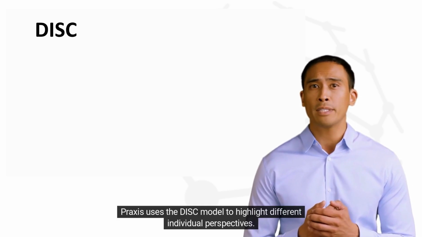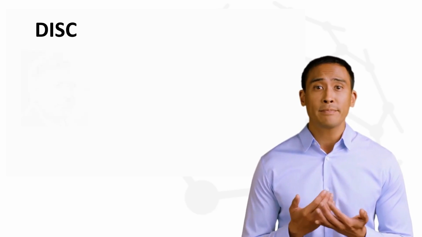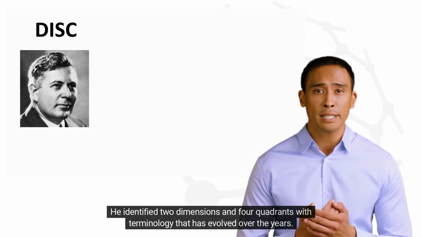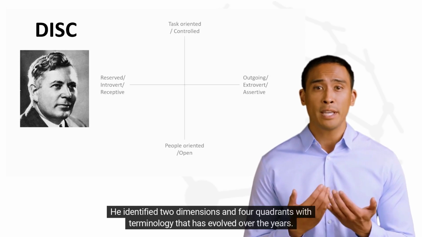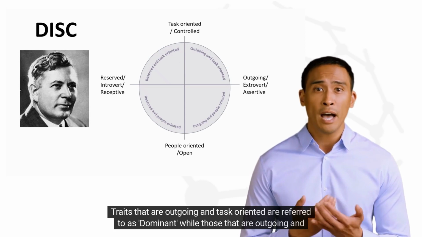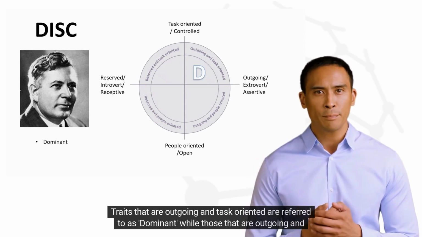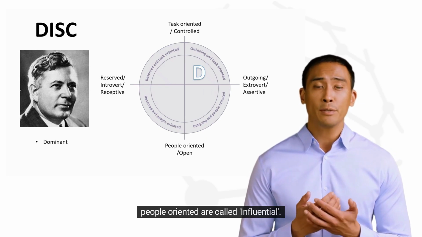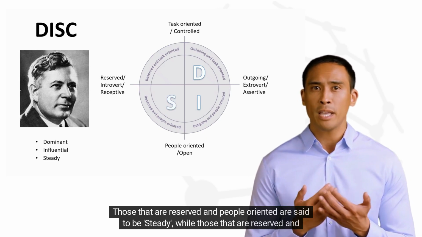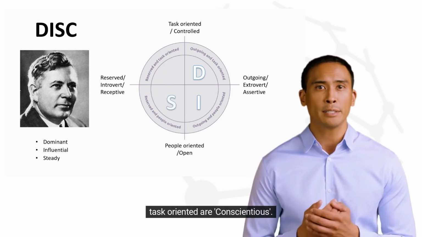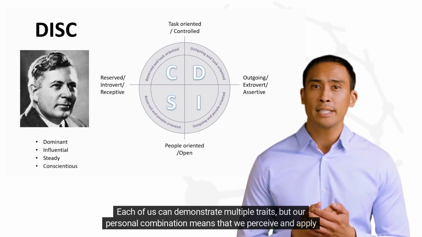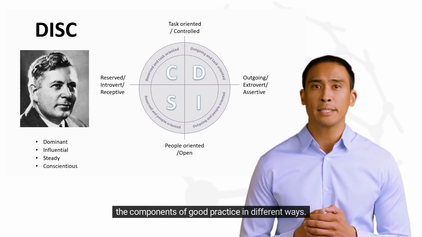Praxis uses the DISC model to highlight different individual perspectives. This emerged from the work of William Marston, published in 1928. He identified two dimensions and four quadrants with terminology that has evolved over the years. Traits that are outgoing and task-oriented are referred to as dominant, while those that are outgoing and people-oriented are called influential. Those that are reserved and people-oriented are said to be steady, while those that are reserved and task-oriented are conscientious. Each of us can demonstrate multiple traits, but our personal combination means that we perceive and apply the components of good practice in different ways.